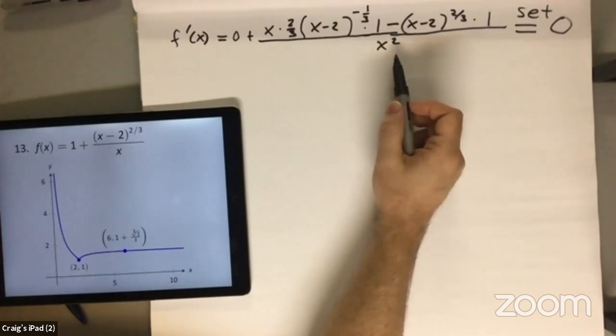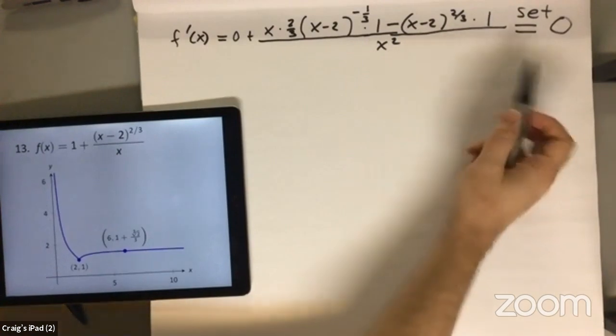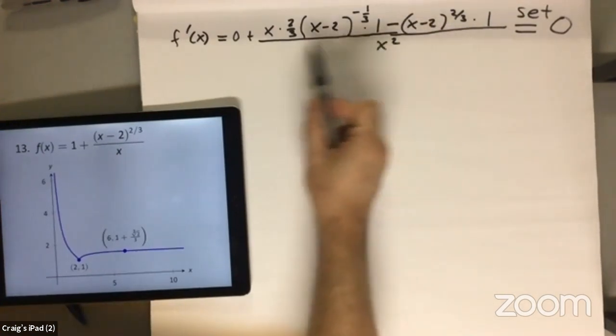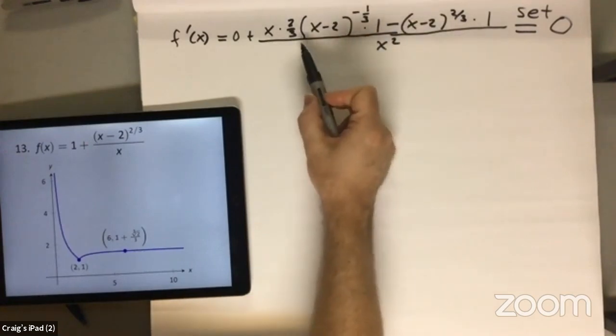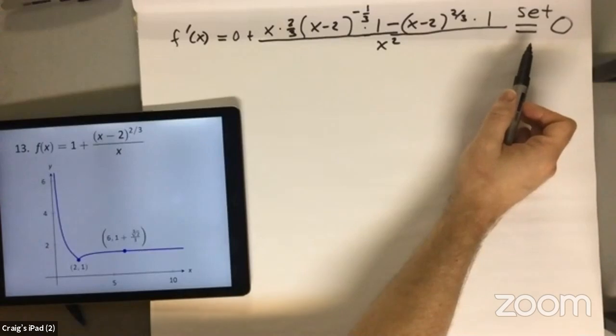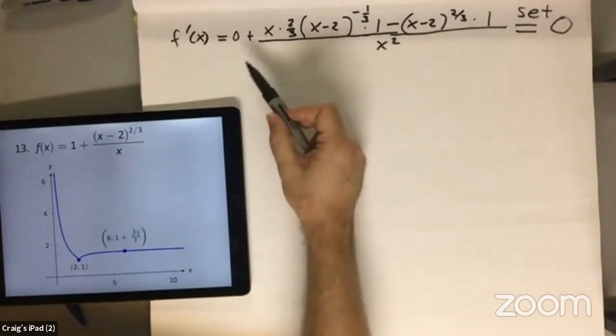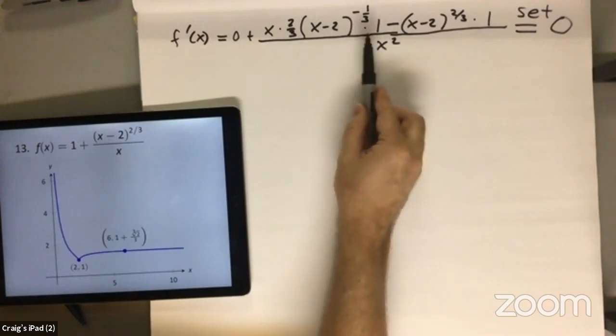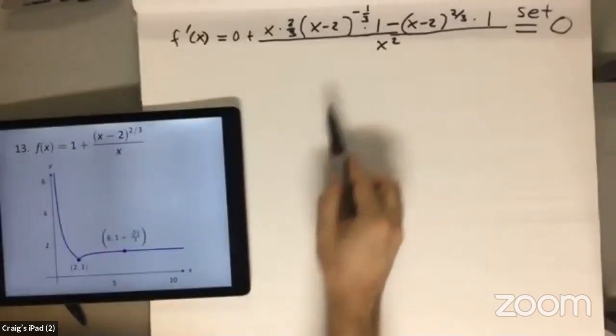Well, that's one way to do it, or else I can solve this equation to see where it's equal to 0. So where this function is equal to 0 is where the top is equal to 0. Where the bottom is equal to 0 is not where the derivative is 0. The bottom is equal to 0 where the function is vertical usually, but the function's slope is not going to be defined when the bottom is 0.